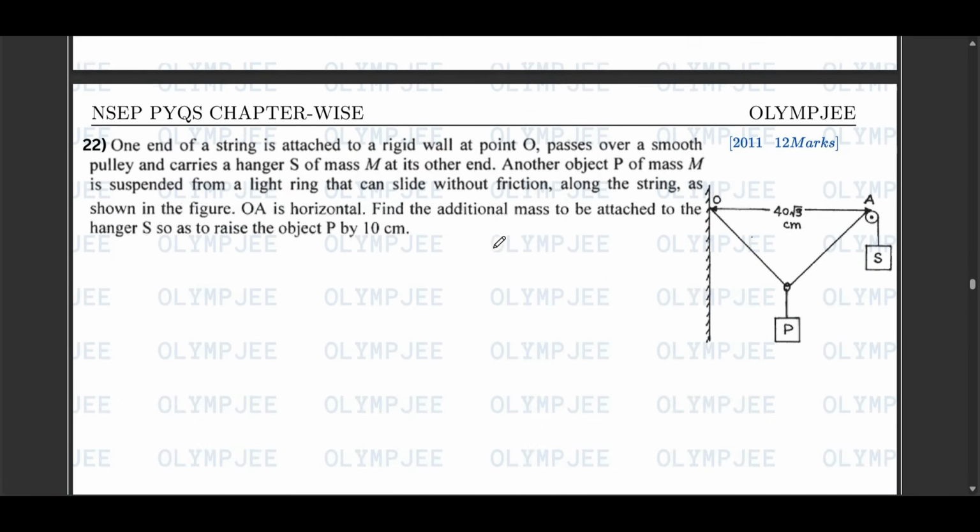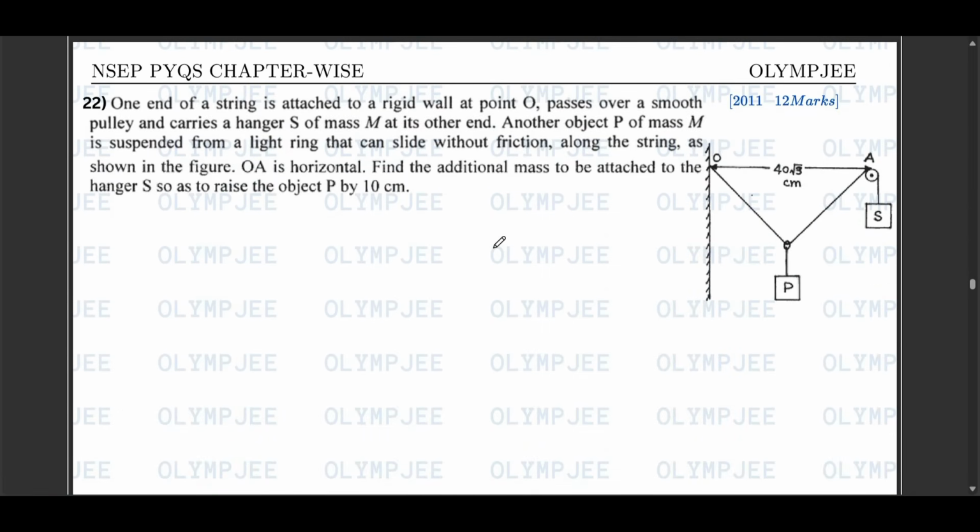So moving on to the next question. This is also a good question, a 12-marker question from 2011. One end of a string is attached to a rigid wall at point O, passes over a smooth pulley and carries a hanger S of mass m at its other end. Another object P of mass m is suspended from a light ring that can slide without friction along the string as shown in the figure. OA is horizontal. Find the additional mass to be attached to the hanger S to raise the object P by 10 centimeter.